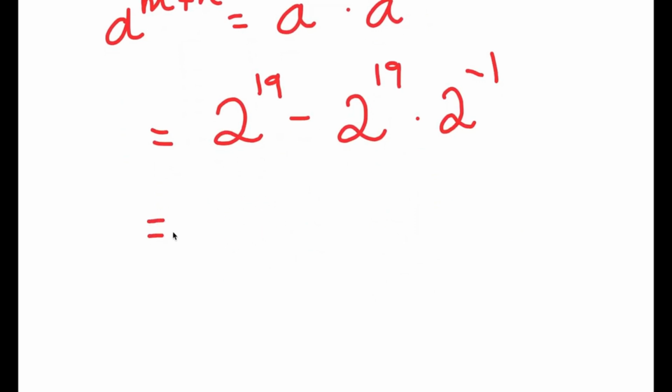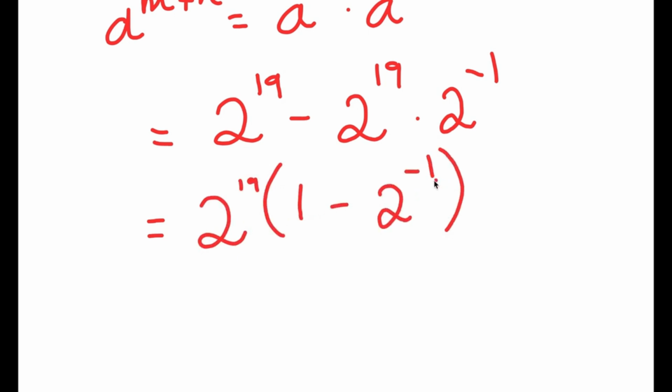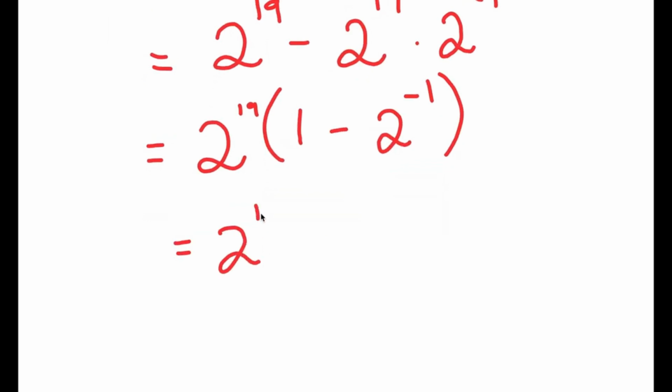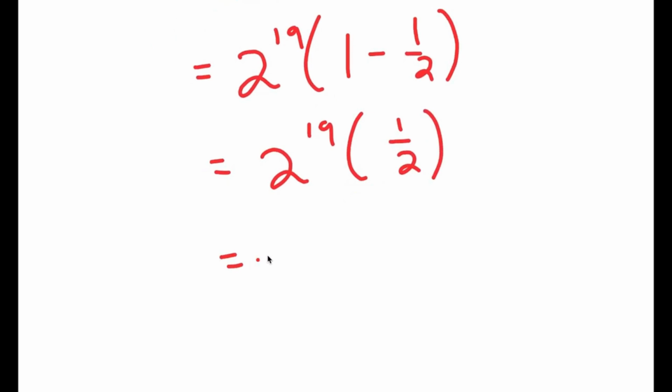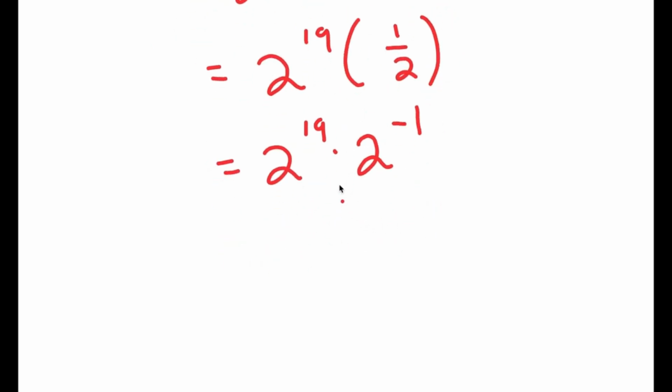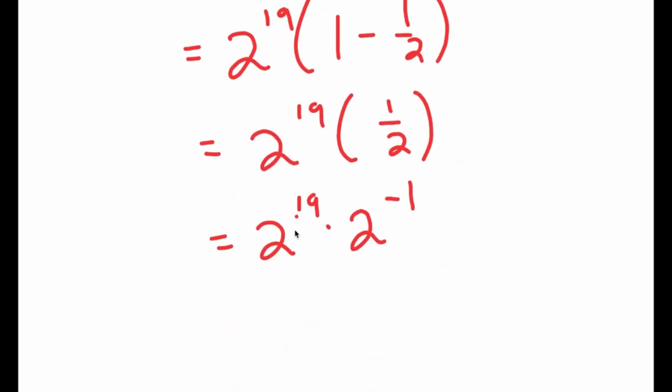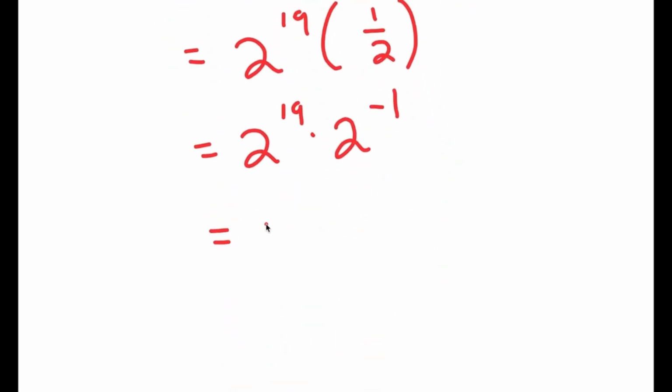Now from here, my greatest common factor from these two terms is 2 to the power of 19. So I get 2 to the power of 19 times 1 minus 2 to the power of negative 1, which is equal to 2 to the power of 19 times 1 minus 1 half, which is equal to 2 to the power of 19 times 1 half, which is equal to 2 to the power of 19 times 2 to the power of negative 1. And 2 to the power of 19 times 2 to the power of negative 1 is equal to 2 to the power of 18.